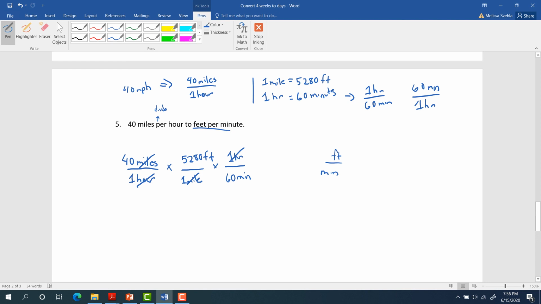You can do it all at once, but a better thing to do is multiply all the numbers on the top and then multiply all the numbers on the bottom. So I have 40 times 5,280, which is 211,200, over 60. It's just a way to slow down a little bit, and we know it's feet over minute. I divide by 60, and I get 3,520, and you can write it as feet per minute like this.